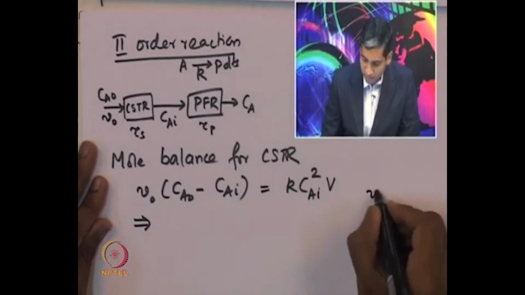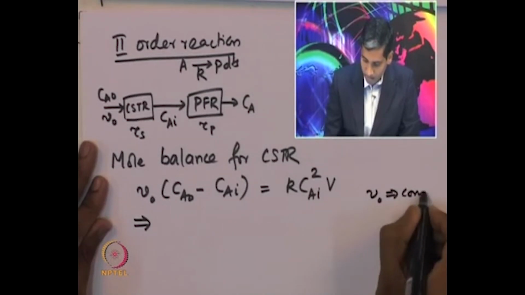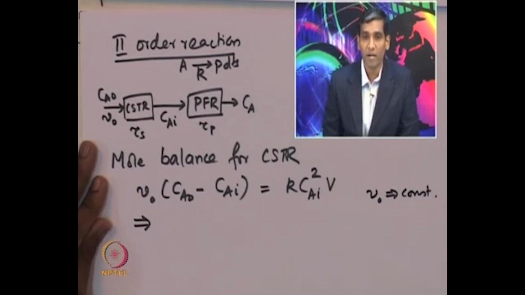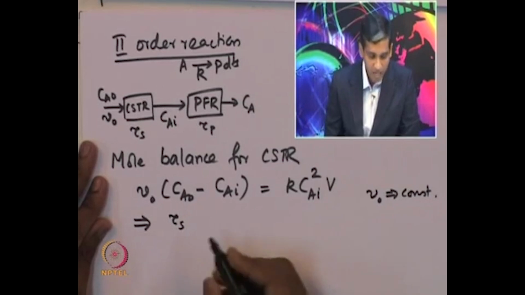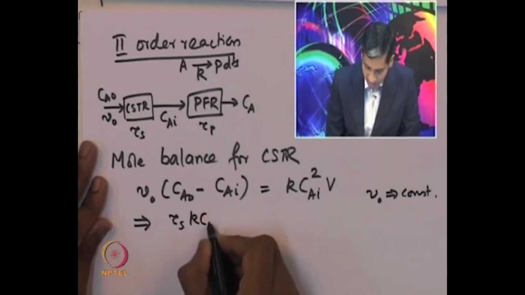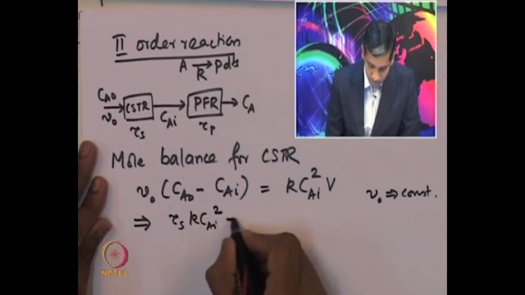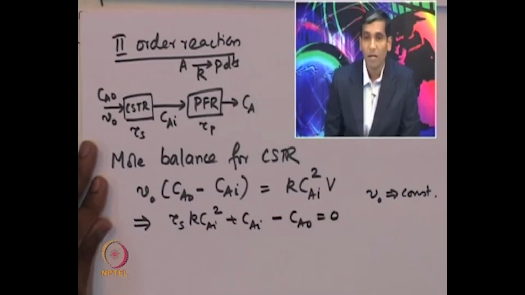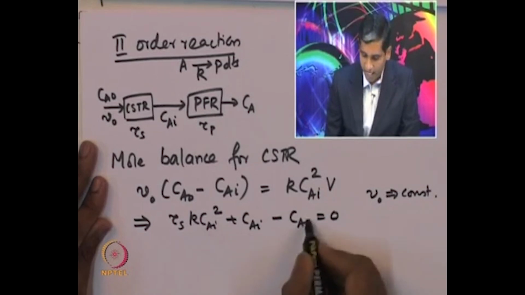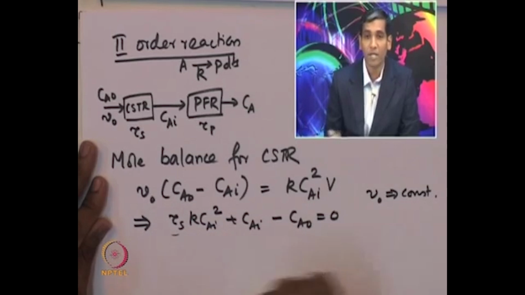So, if you assume that V naught is constant, if you assume that the volumetric flow rate is constant, then we will find that this equation can be simply rewritten as tau s into K into Cai square plus Cai minus Ca naught equal to 0. So, that is a quadratic equation in Cai. Ca naught is a measurable quantity which is known, and tau s is again a measurable quantity.